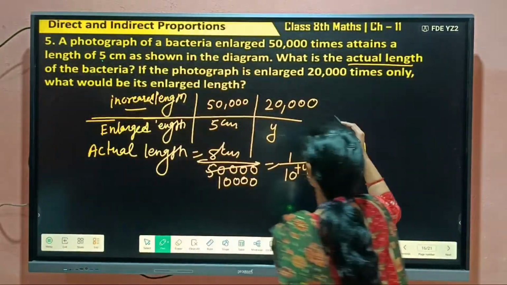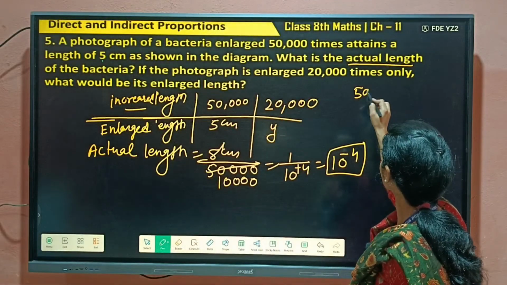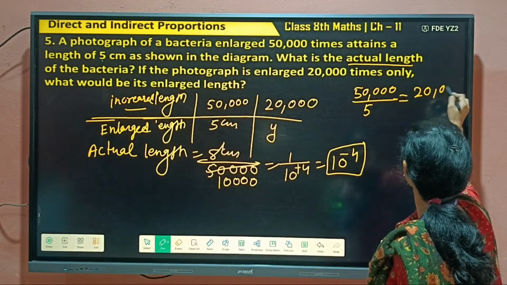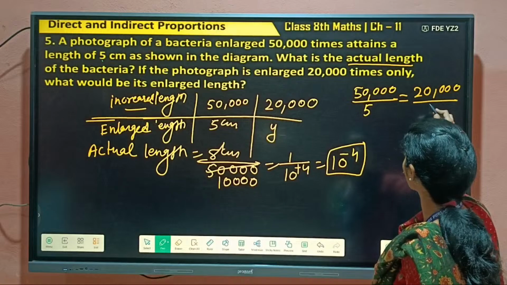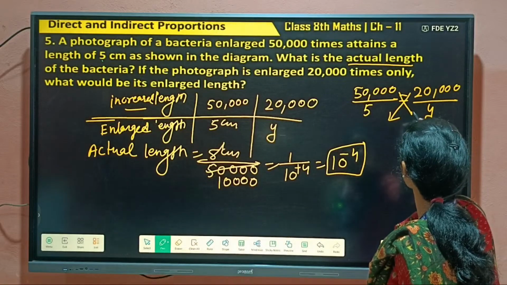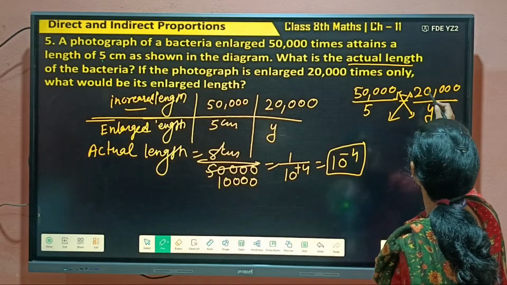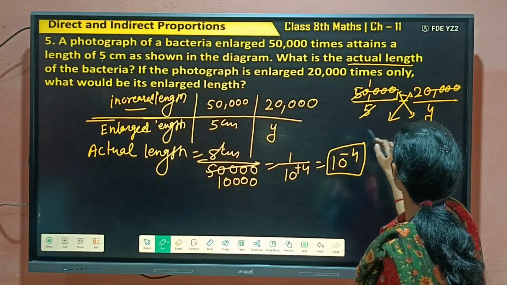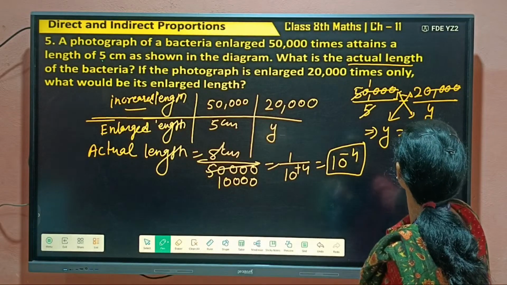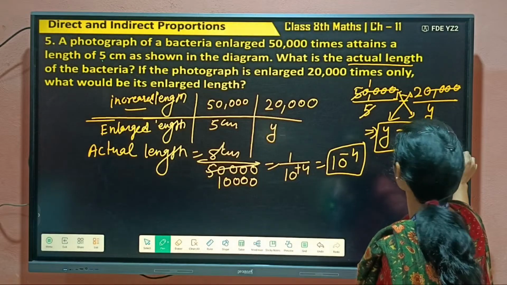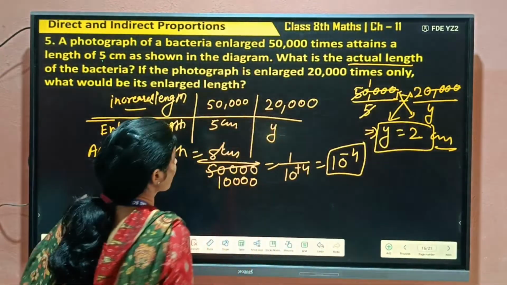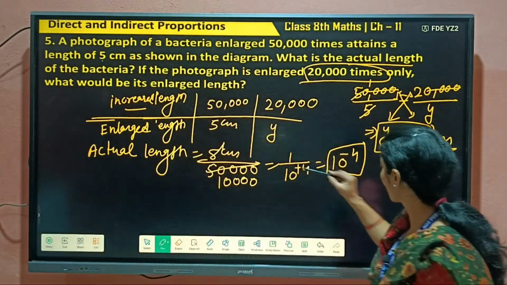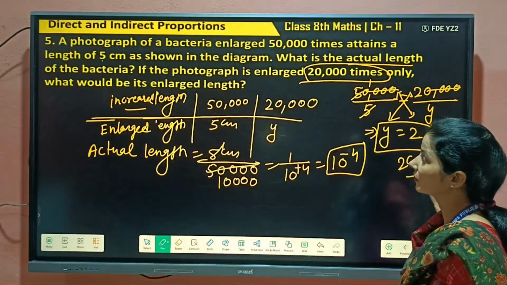Now see, this is case of direct proportion. In direct proportion, x by y ratio is constant. So you will write this 50,000 by 5 and 20,000 by y. Using cross multiplication, we will find out value of y. These 40 to 40 will be cancelled, 5 to 5 cancelled, 1 left there. Using cross multiplication, y equals to 2 centimeter. What is enlarged length? When this is 20,000 times increased, then its enlarged length will be 2 centimeter.